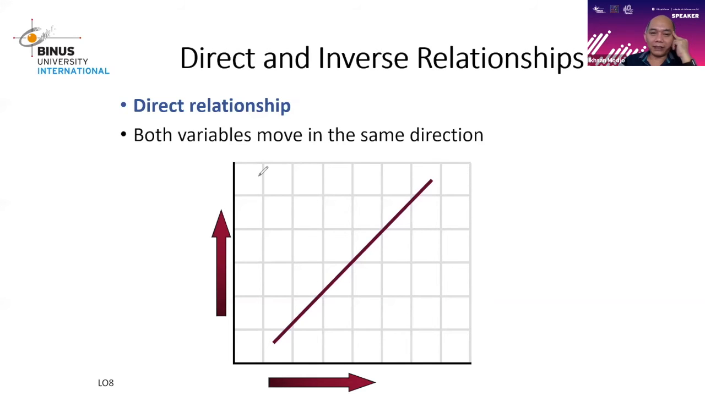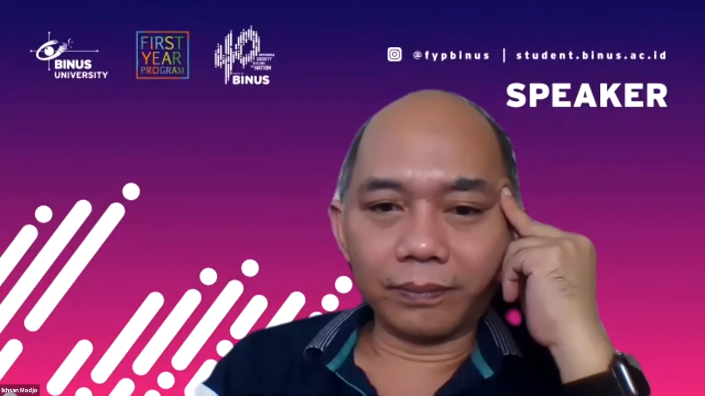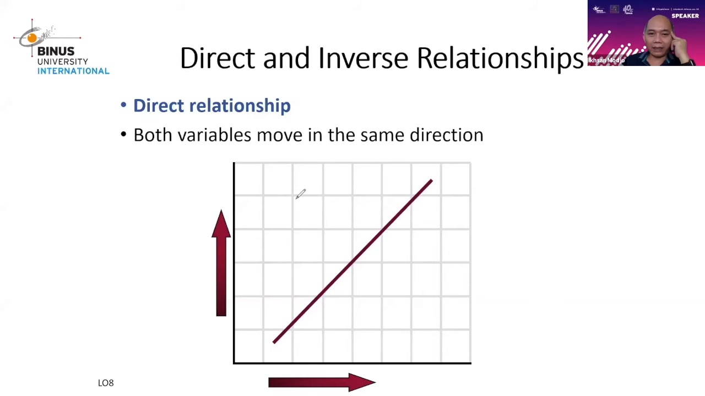The inverse relationship is what we usually use like this. You know, right? This is what an inverse relationship is. For example, when y, this variable, increases, you know, right? In the inverse relationship, what we see basically is the other way around.